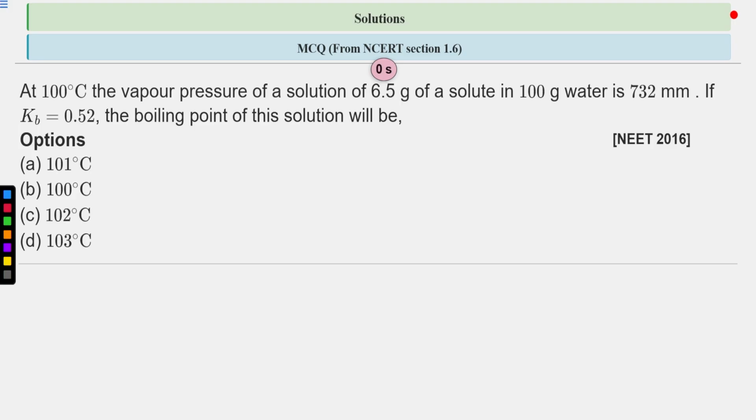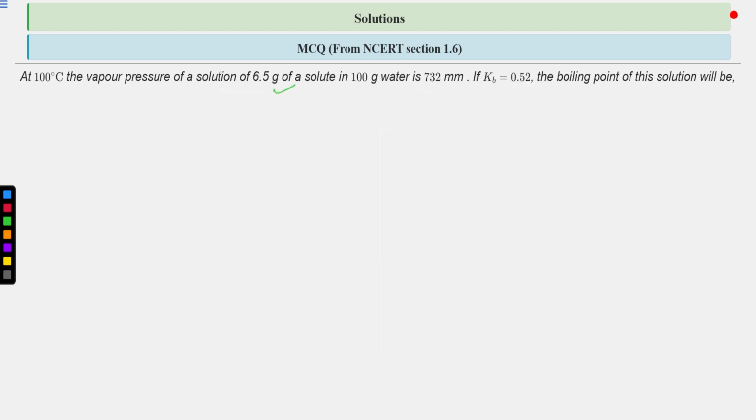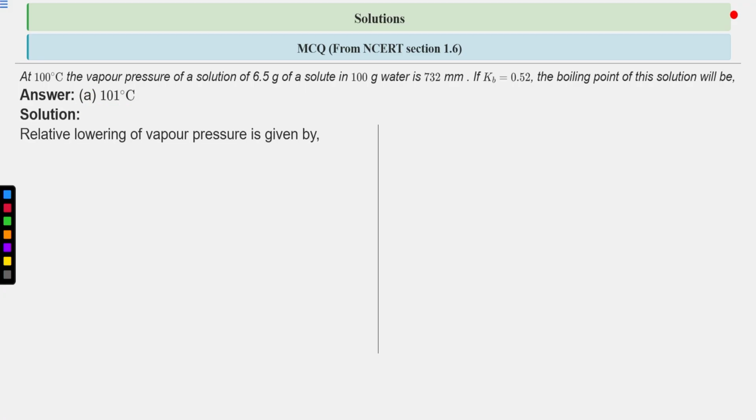Okay, so let's see. For this given question, the correct answer is option A, which is 101 degrees Celsius. Here, one thing to consider is that the options are in units of degrees Celsius. The question also has the temperature in degrees Celsius, so no need to worry.